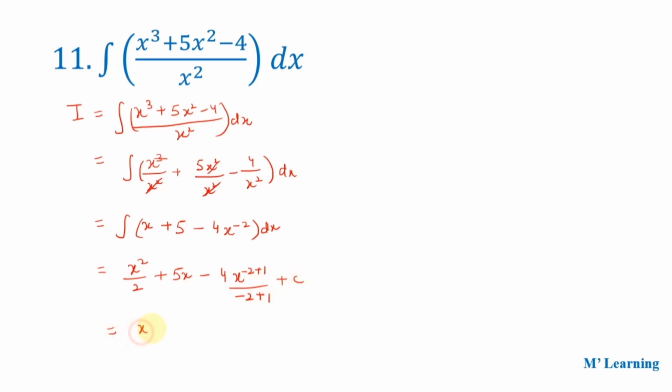So it will become x square by 2 plus 5x minus 4 x to the power minus 3 by minus 1 plus c, which can be written as x square by 2 plus 5x, and this becomes minus plus, it becomes plus 4 x to the power minus 3. We send it to the denominator and make it positive, so it becomes x cube plus c. This is the answer.